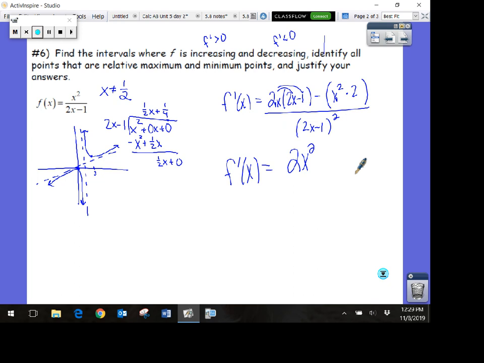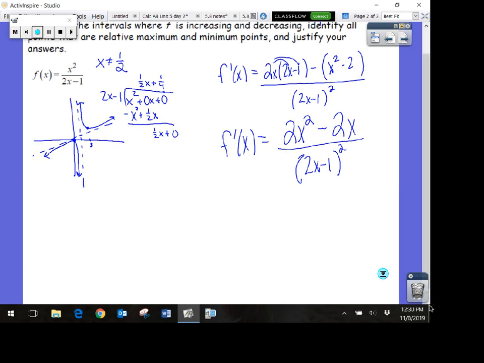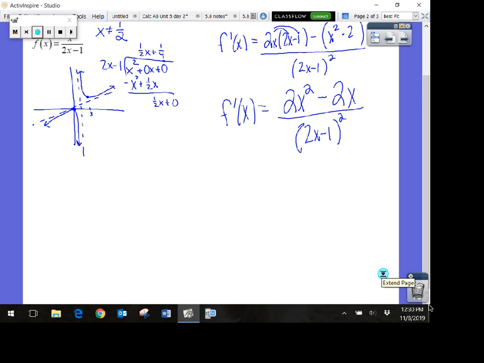That gives 2x squared, and 2x times negative 1, minus 2x, all over (2x minus 1) squared. So again, we're finding increasing and decreasing, so we need to know when f prime is positive or negative, and that'll tell us where f is increasing or decreasing. So we need to first find where it's 0, and remember that undefined needs to be involved also.